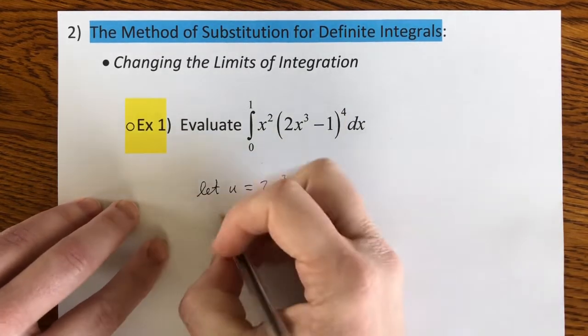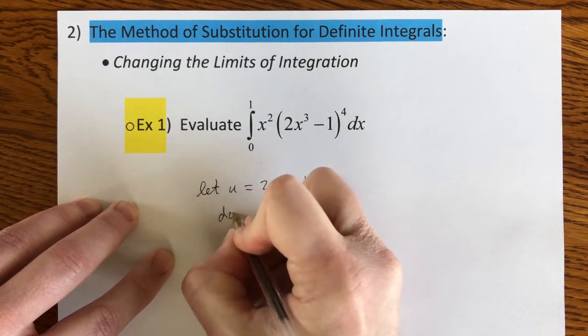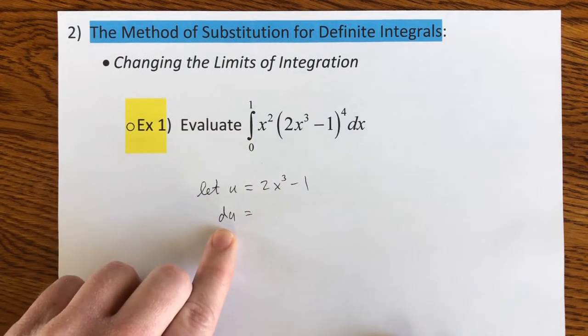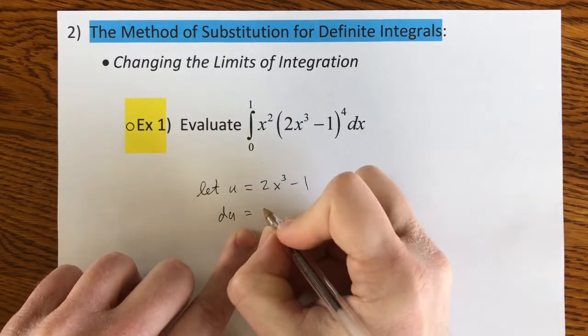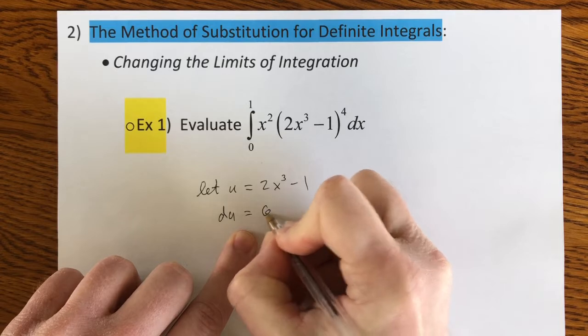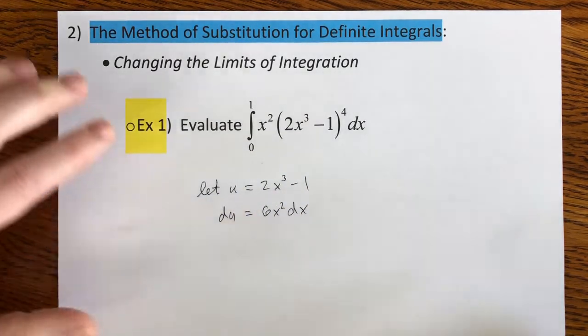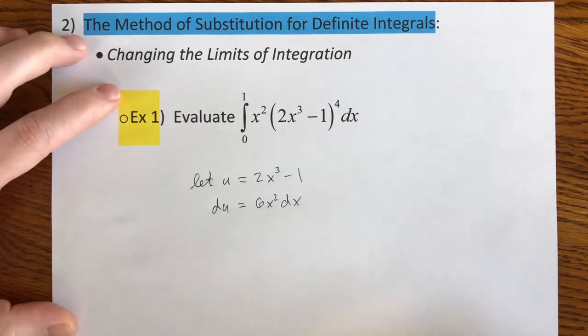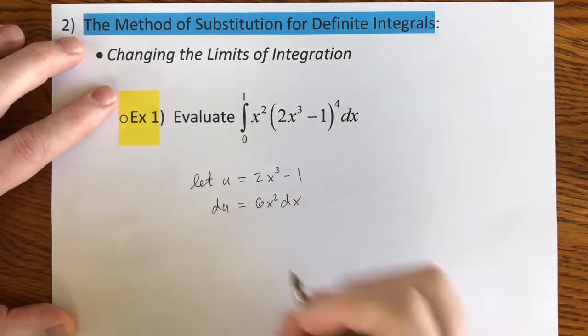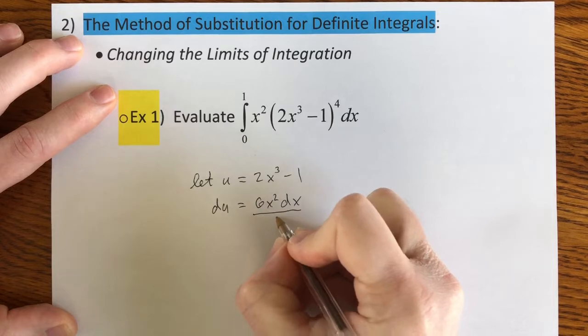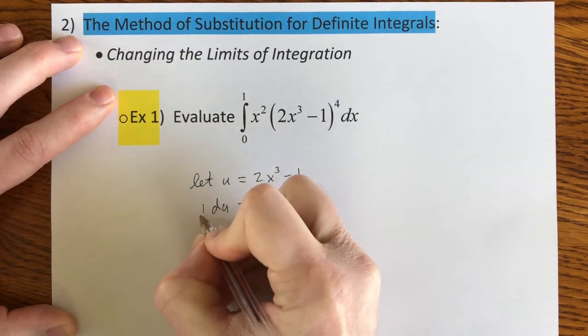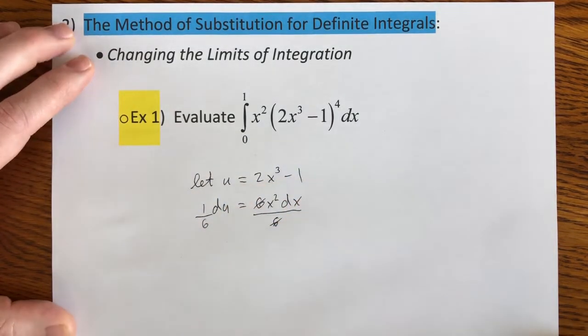What we're going to do now is we're going to take the derivative of both sides. So we really get 1 du here on the left, and then on the right we get what? We get 6x squared with respect to x, so 6x squared dx. And now we're going to do the same thing that we again did in section 11.2. We're going to divide both sides by 6, which really gives us 1/6 du on the left.